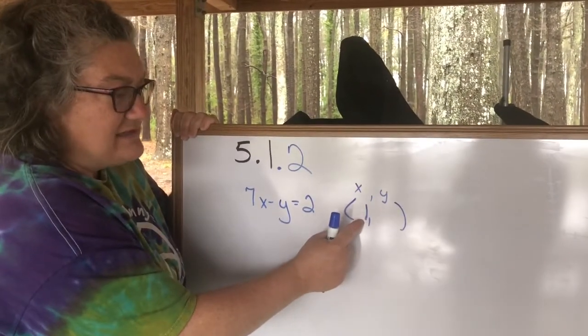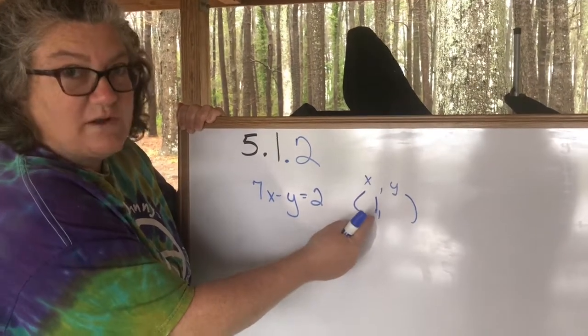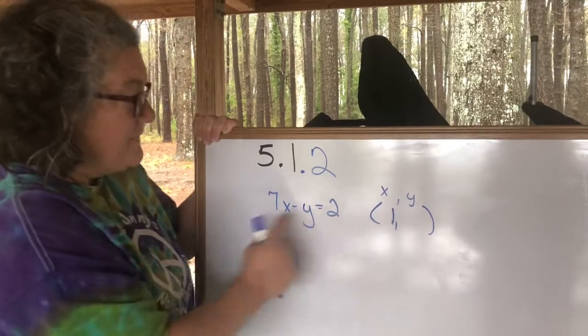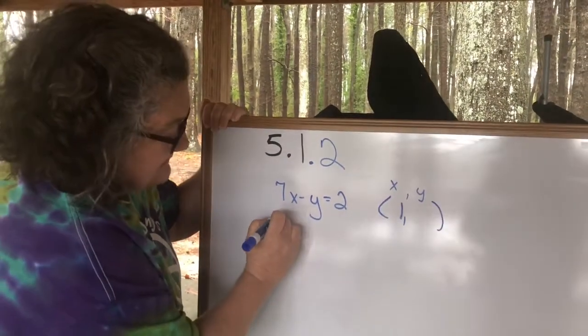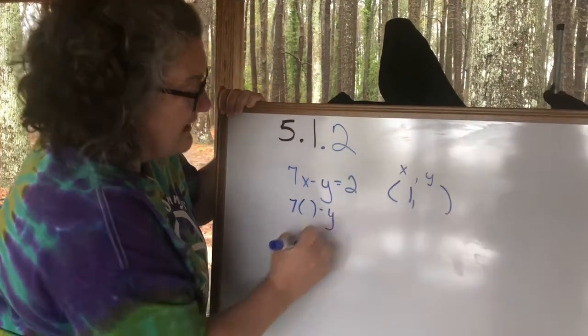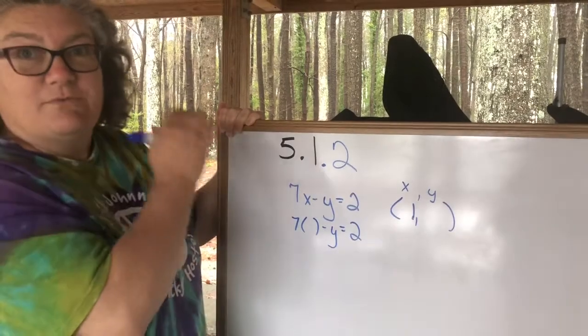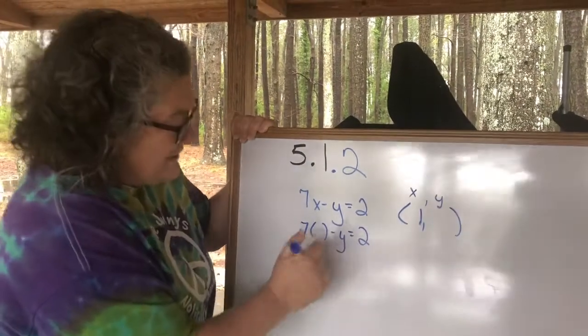So how we do that is we call what I say plug and chug. This stands for our x because it's the first one. X comes before y, so this is the first one. And so I'm going to put it wherever I see an x. So I have 7. We always put a pocket for our variables here. So I put a 1 in here.